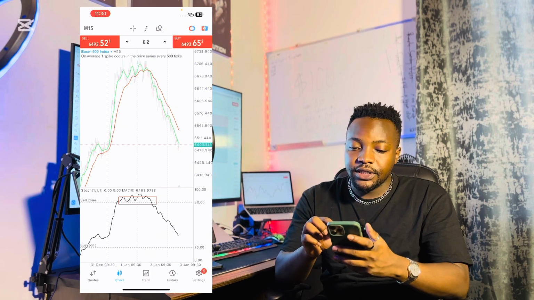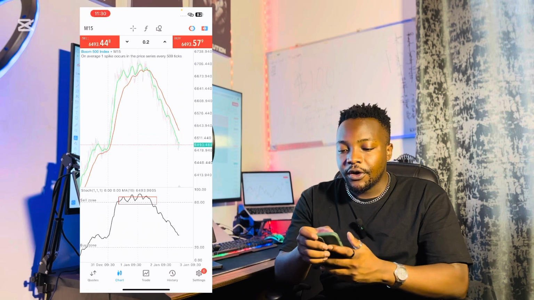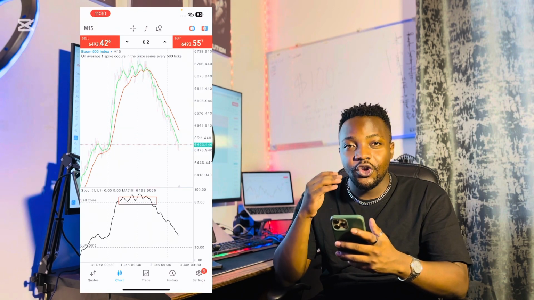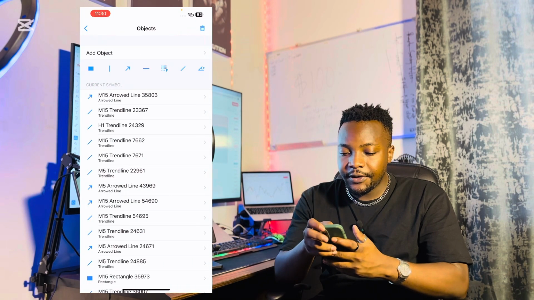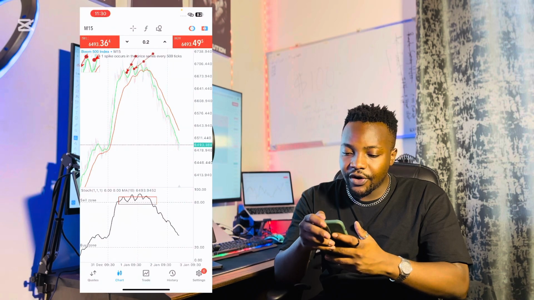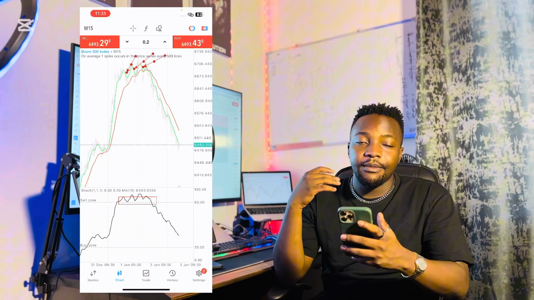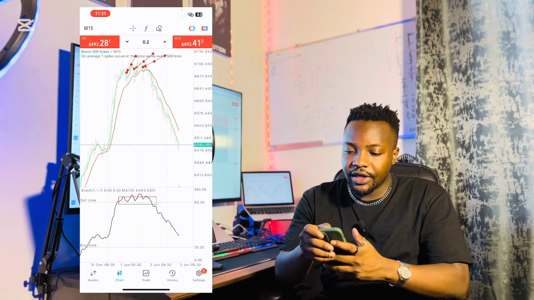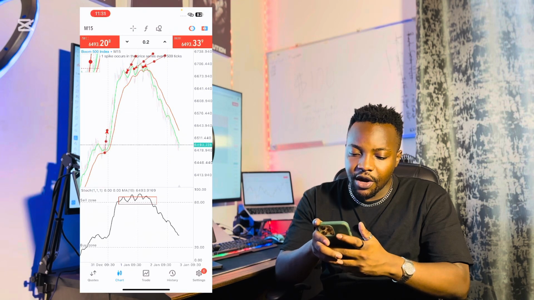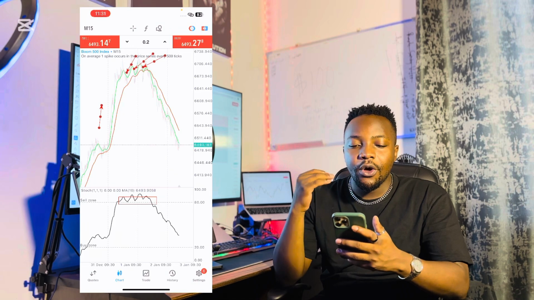Now, the second condition is you want to have your price breaking and crossing to go below your green line. So whenever you see that price is breaking and going below your green line, you already know that there is a potential sell trade. As you can see, when we were buying, price was only above our green line right there, and it would barely cross and go below the green line.